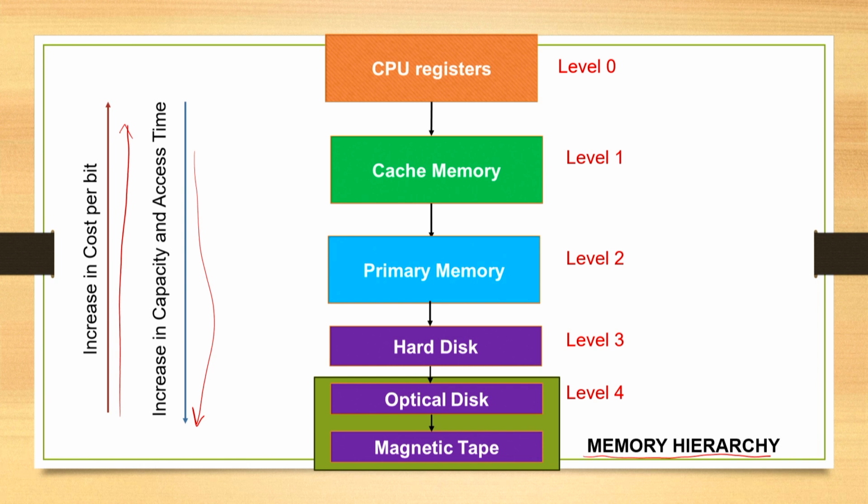So in this we have discussed the CPU, different types of CPUs, components of a CPU, the factors or the parameters which are used to check the performance of the CPU, and the memory hierarchy.